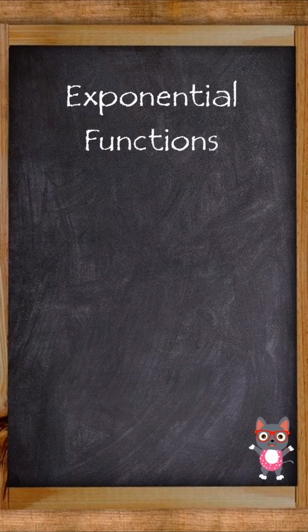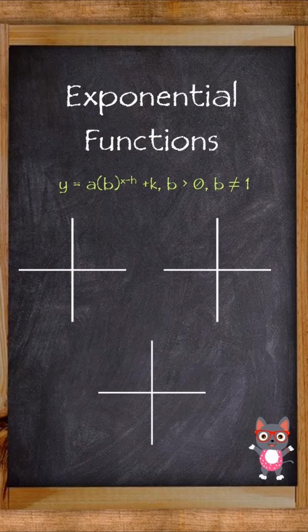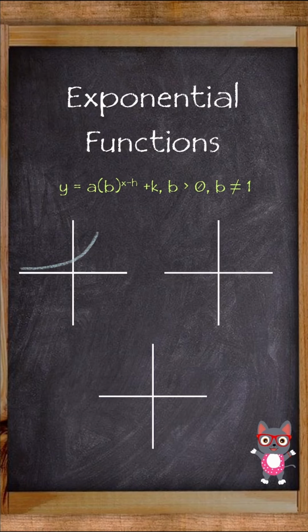Exponential functions are of the form y equals a times b to the x minus h plus k, where b is greater than 0 and not equal to 1. A is greater than 0 and k equals 0 because there's a horizontal asymptote at y equals 0. A is greater than 0 and k is greater than 0 because horizontal asymptote is y is greater than 0. It's raised to the power of negative x because it is flipped over the y-axis. A is less than 0 because it's flipped over the x-axis. H is greater than 0 because it's shifted to the right, and k equals 0.